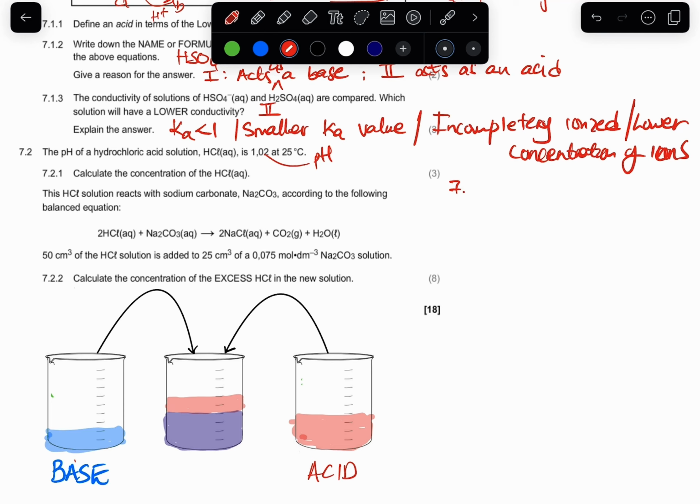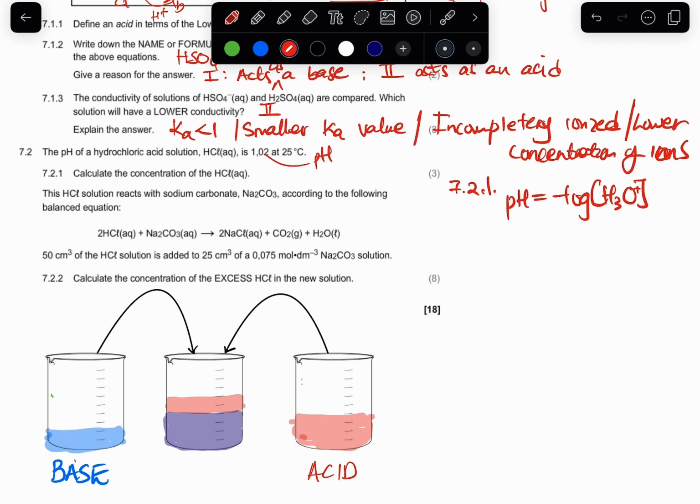From the pH, we can get the hydronium ion concentration of an acid. So we say pH is equal to negative log [H3O+]. Having this pH, it can give us the hydronium ion by doing an antilog. Having that hydronium ion, you can do the concentration ratio to get the concentration of HCl.